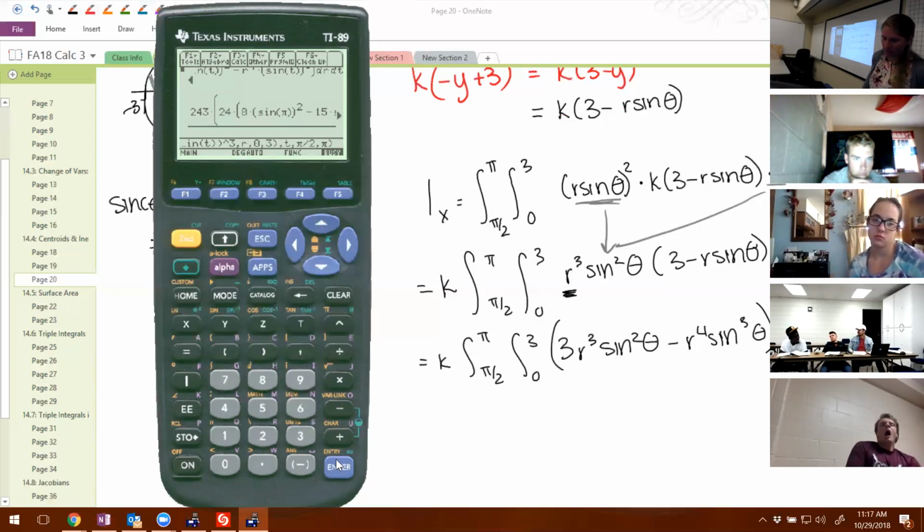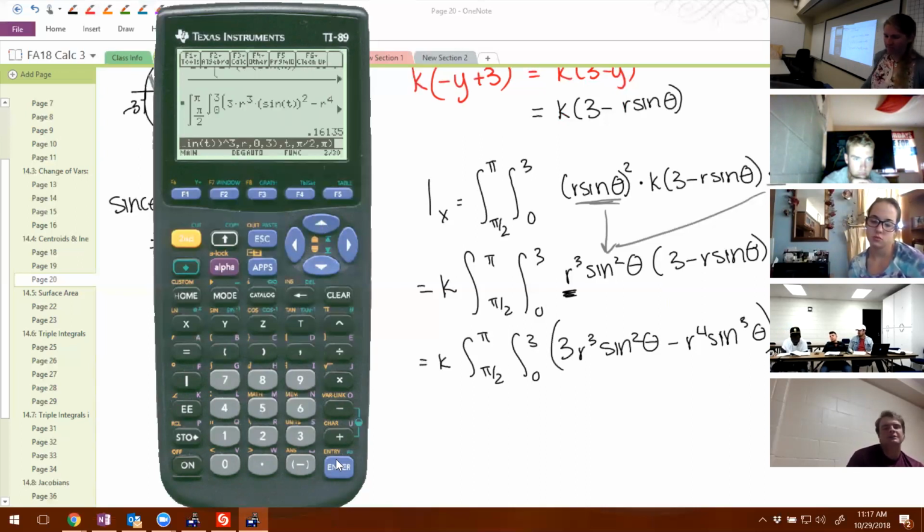Just thinking for an approximate answer. There you go. 0.16 should be the approximate answer if I type that all in correctly there. Sorry, k, right? Yes, times k. I left the k out too. So k times 0.16 is the approximate answer here.